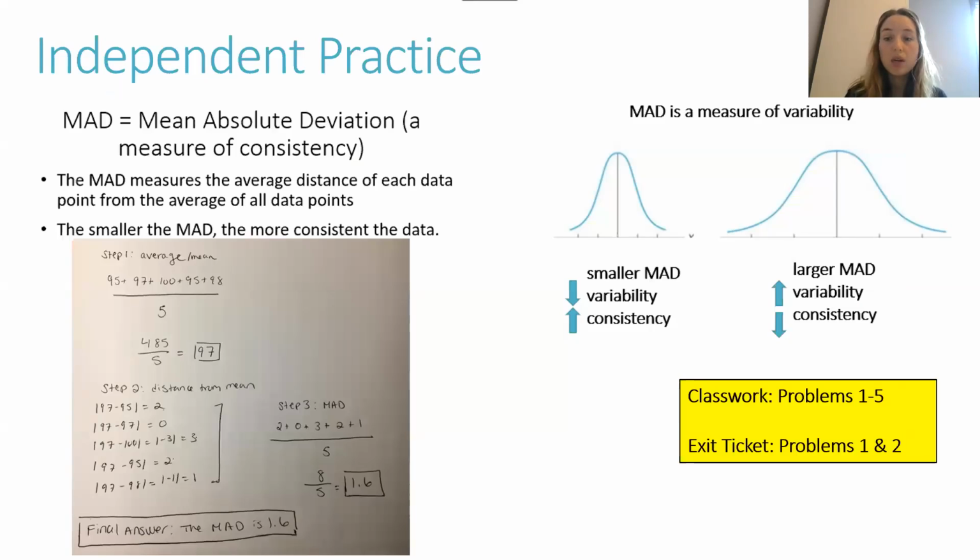For your classwork, you're going to be working on problems 1 through 5, slightly fewer problems today because it takes a really long time to calculate mean absolute deviation. And then for your exit ticket, you're going to have problems 1 and 2 to complete. Good luck, and I hope it goes well.